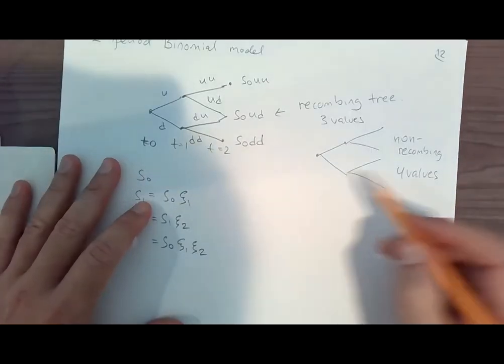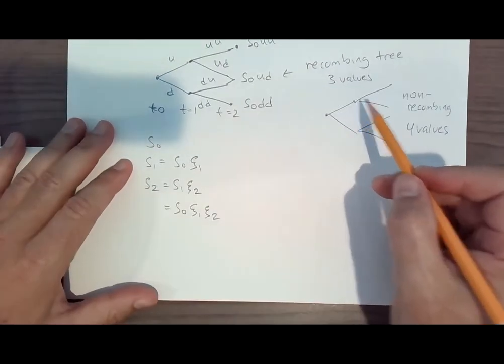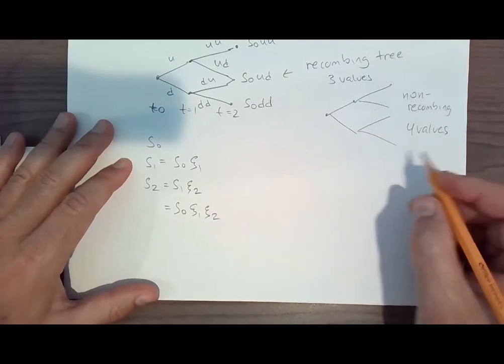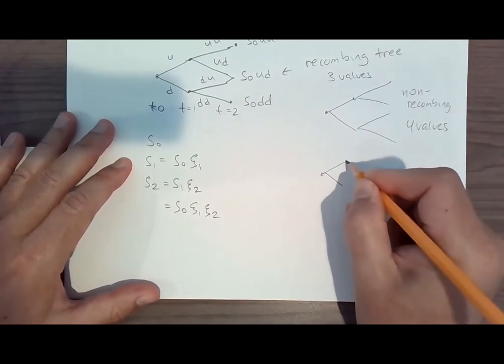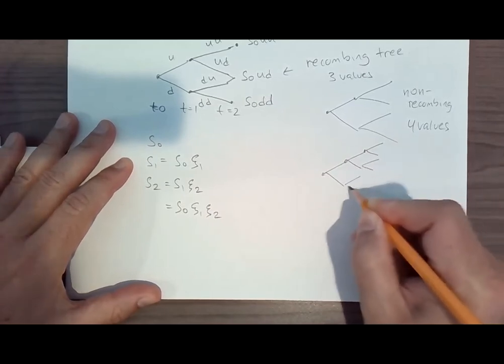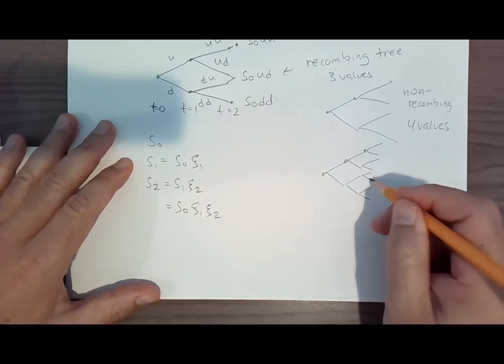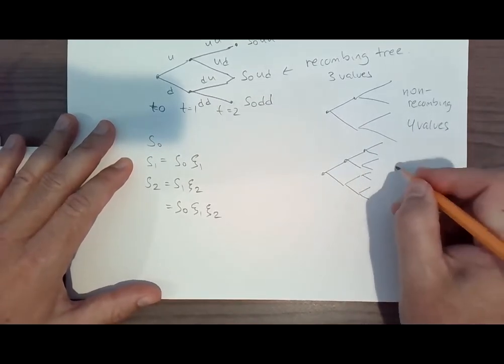If I were to put one more period on it, how many would I have? Then I would have 1, 2, 3, 4, 5, 6, 7, 8.